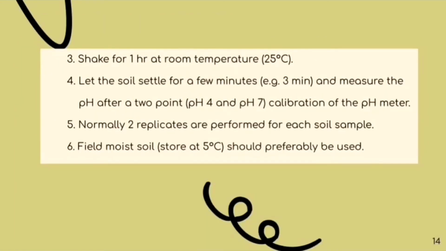Third step is to shake for 1 hour at room temperature, which is 25 Celsius. Then let the soil settle for a few minutes and measure the pH after a 2-point pH 4 and pH 7 calibration of the pH meter. Next, normally 2 replicates are performed for each soil sample. Field moist soil stored at 5 Celsius should preferably be used.